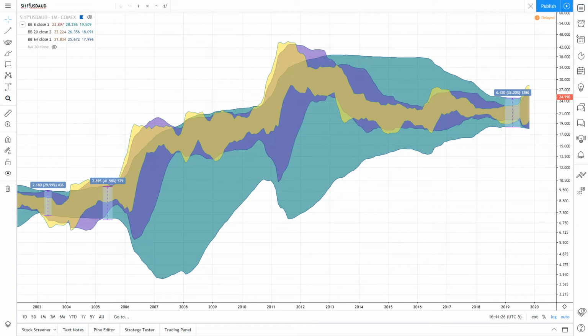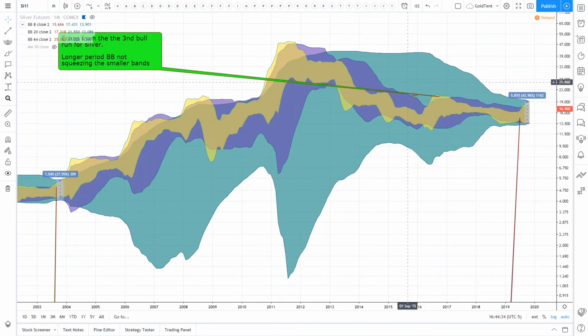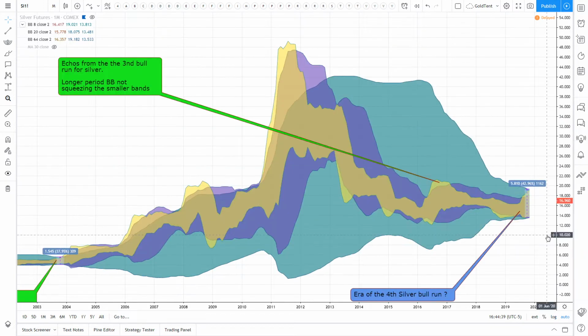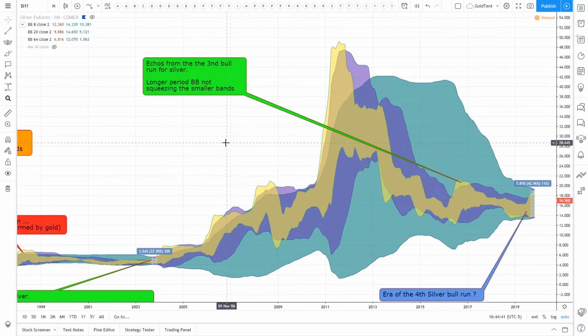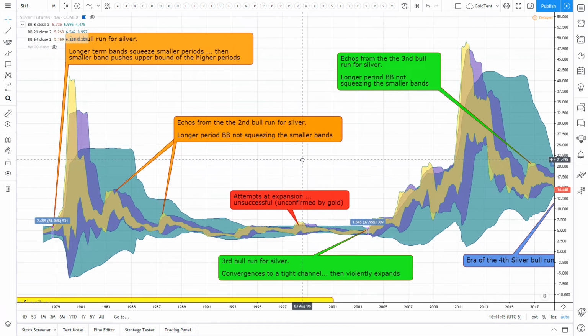This is what I'm expecting. Just like it led the way for gold, I'm expecting it to lead the same thing for US dollars, guys, for silver. Remove the log scale. Okay, this one I've posted before. Okay, a lot of stuff there.